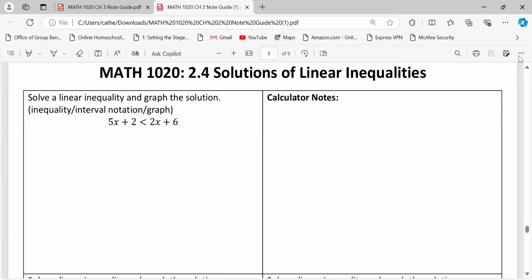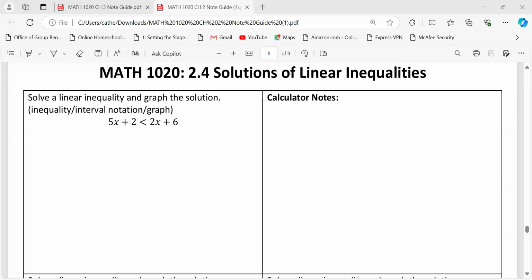This is section 2.4, solutions to linear inequalities. Now, the calculator doesn't have an easy button. There's not a simple method to do it, but there is kind of a way to get around it. We can use the calculator to help us with this, so I'm going to go through that process. And again, there is a spot here for you to make calculator notes.